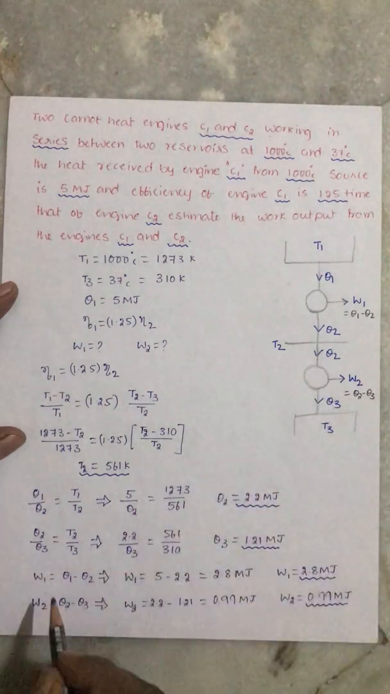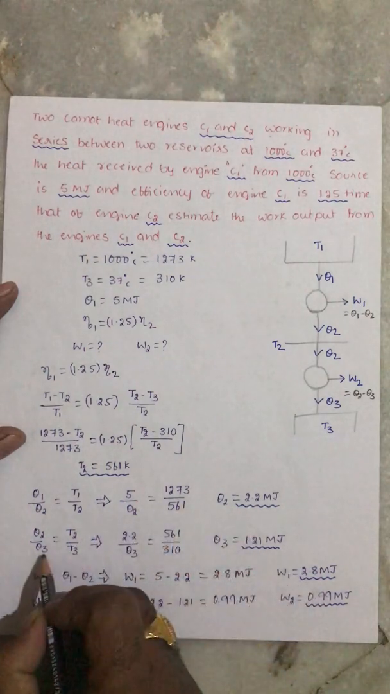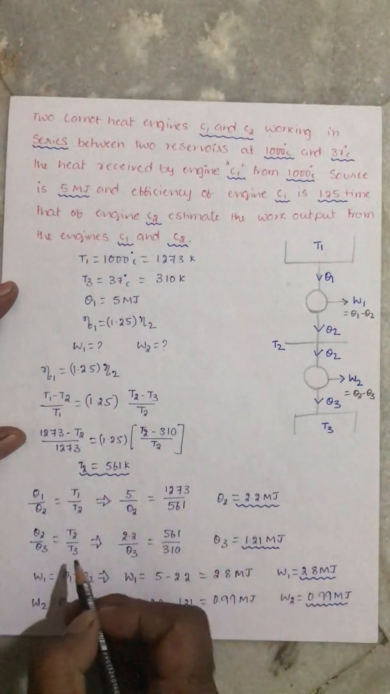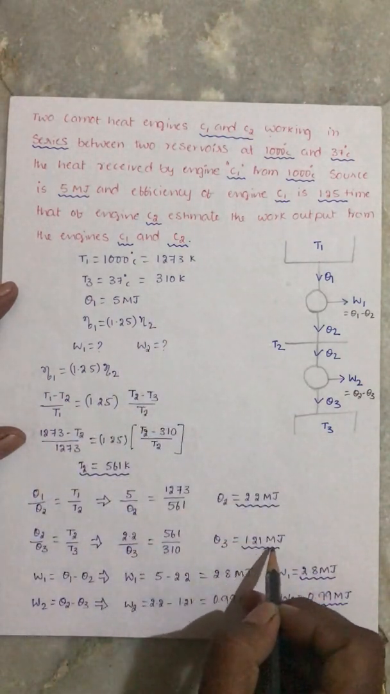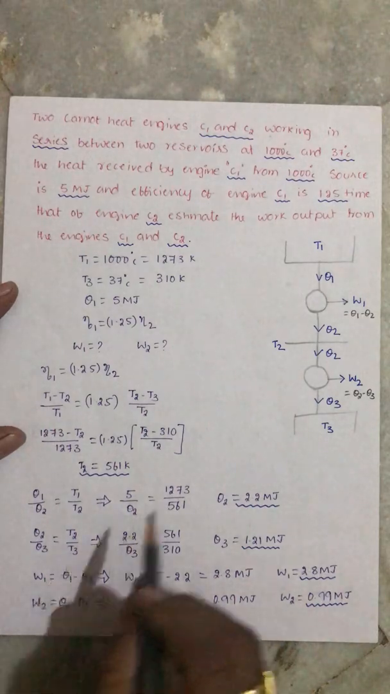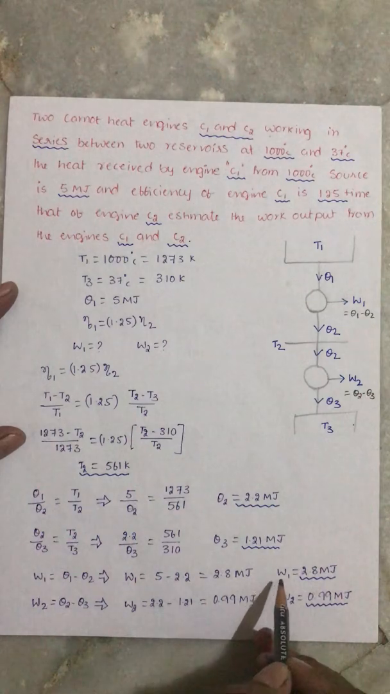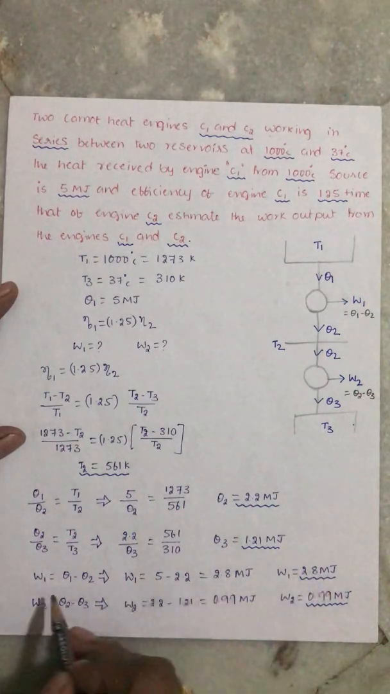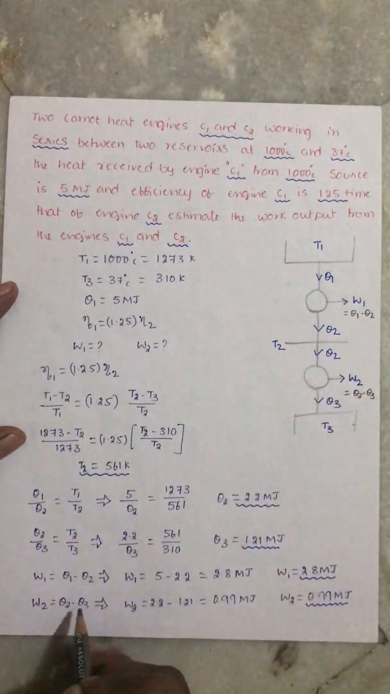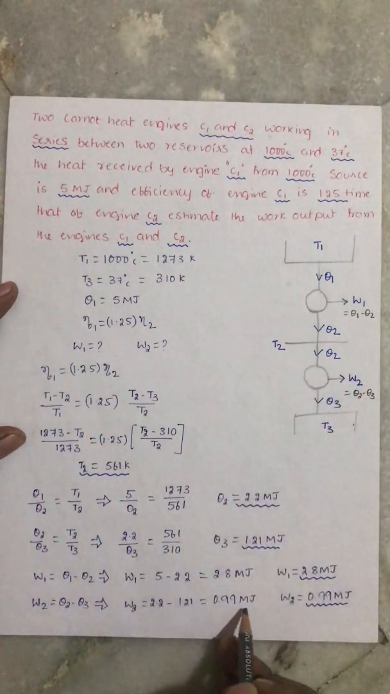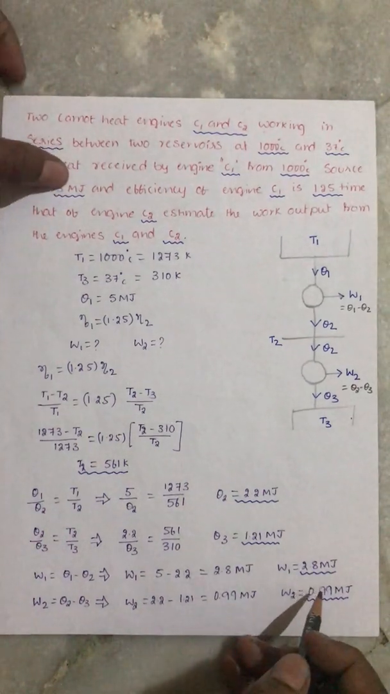Q2 by Q3 is equal to T2 by T3. Q2, already you know, is 2.2; Q3 you don't know; T2 is 561 and T3 is 310. So you will get Q3 as 1.21 megajoules. W1 is nothing but Q1 minus Q2, so from this you will get 2.8 megajoules as W1. And W2 is Q2 minus Q3. You know Q2 and Q3, so from this you will get W2 equal to 0.99 megajoules.